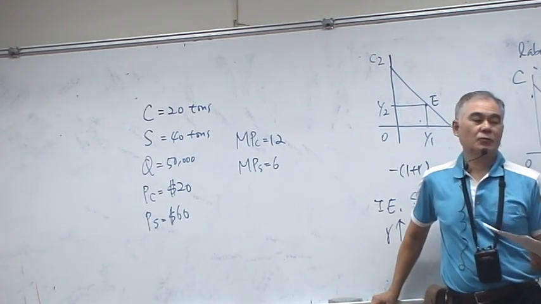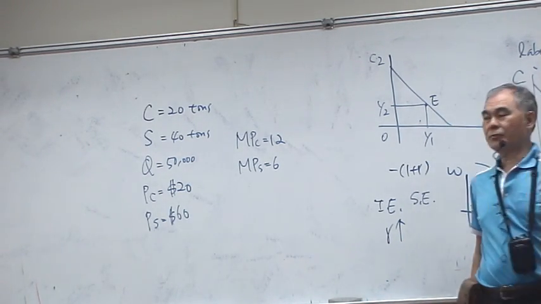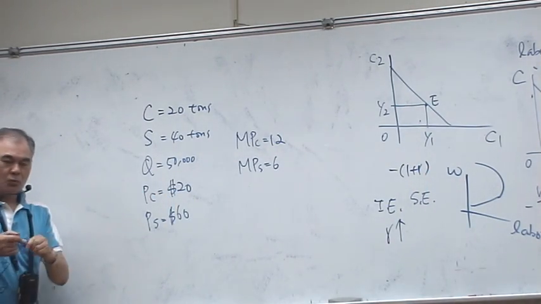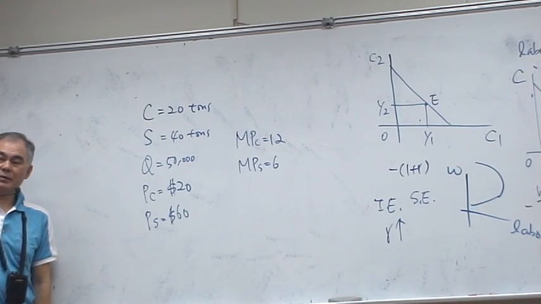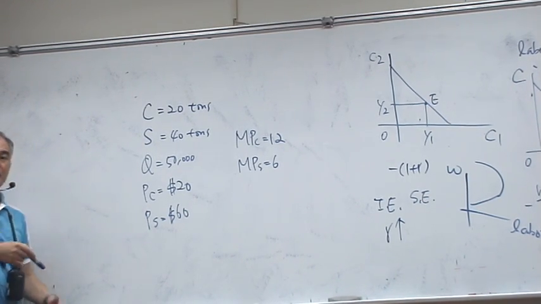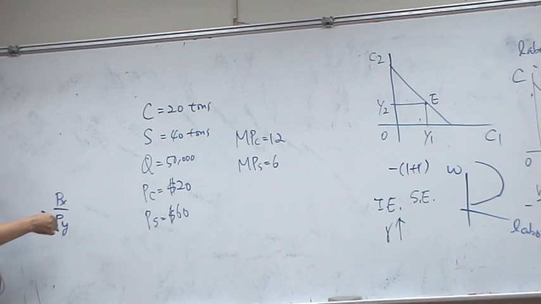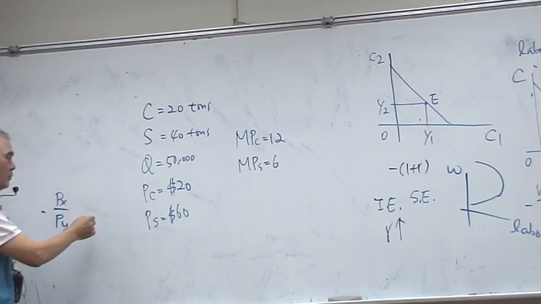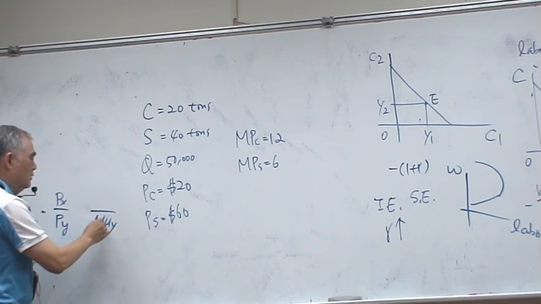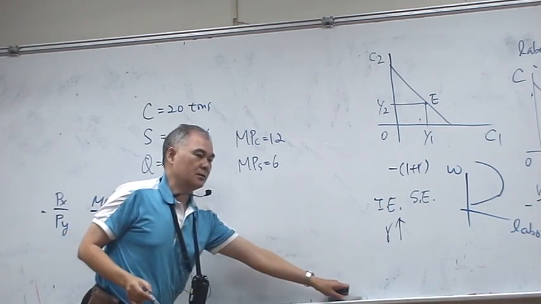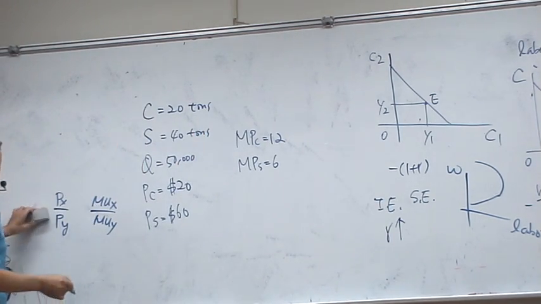So you have to check. Remember that when we talk about consumer, you need to make sure that the budget line is tangent to the indifference curve, right? So the slope of the budget line is Px over Py, and the other one is MRS, marginal rate of substitution, that would be MUX over MUY. And in this case, we are talking about producer.